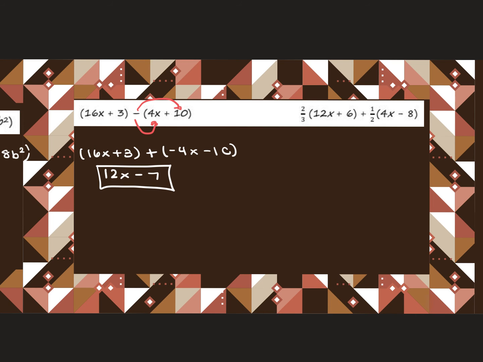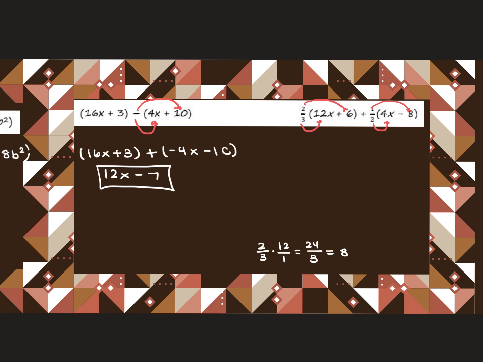In this next example, again, do not let those fractions scare you. We have 2/3 times 12x plus 6 plus 1/2 times 4x minus 8. The first thing I'm going to do is distribute my fractions to everything in the parentheses. We'll do a little side fraction work. So I have 2/3 times 12. I'm putting 12 over 1 because remember, all whole numbers are fractions. They're just over 1. So I have 2 times 12, which is 24, over 3 times 1, which is 3, which gives me 8.